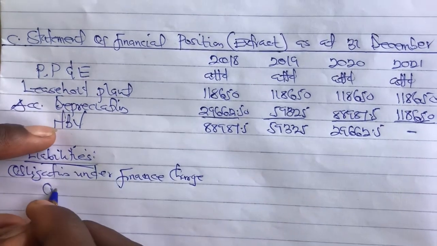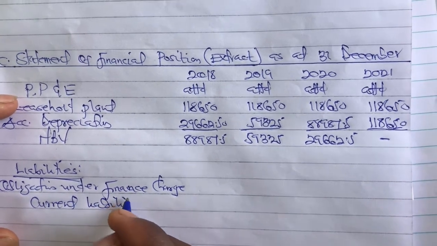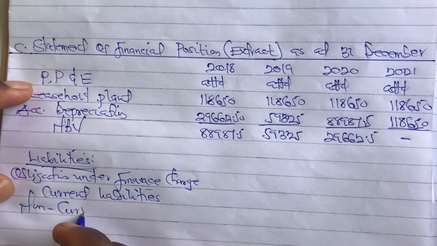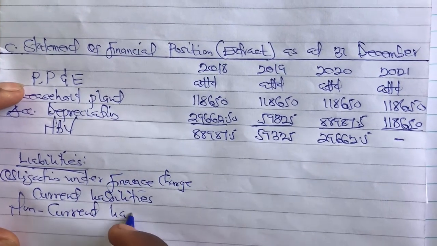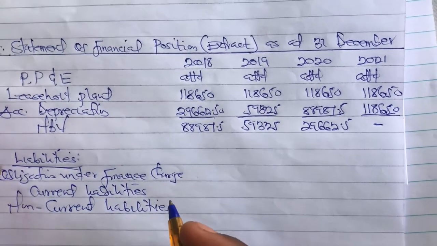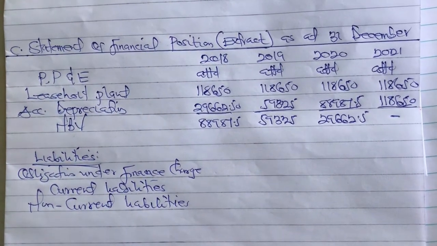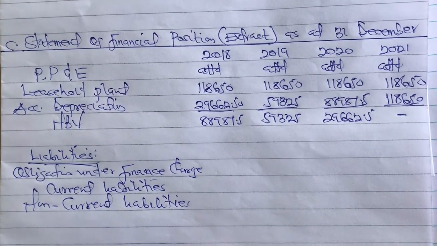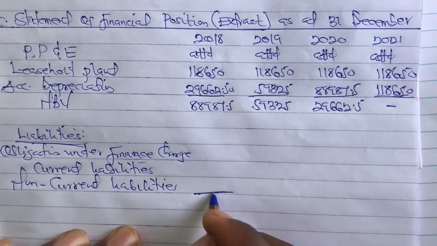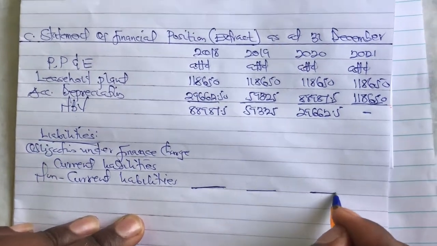So we have current liabilities, we have the non-current liabilities. Okay, before we split it, it will be very good for you to determine the total liability for the period before you split it into current and non-current. So we are going to determine the total liability for each year.